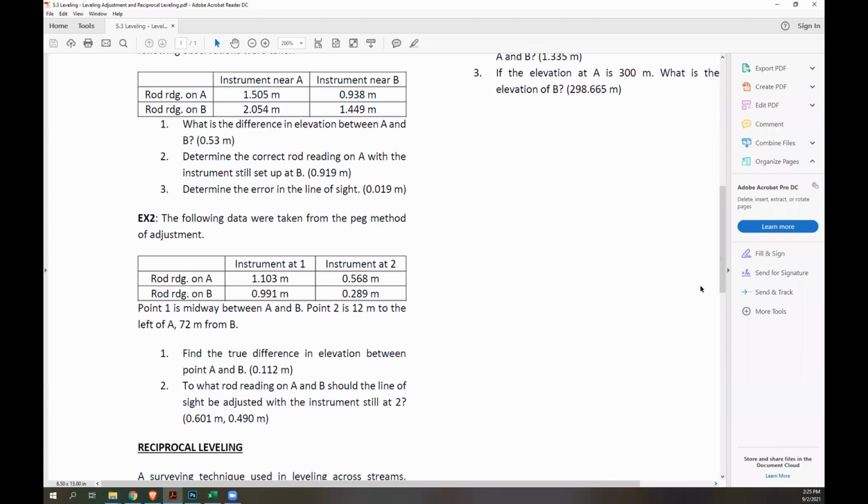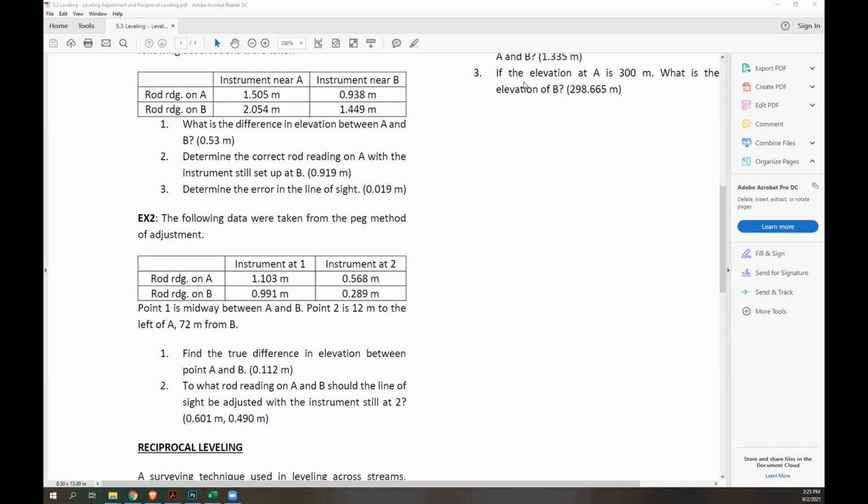So number 2, the following data were taken from the peg method of adjustment. So once again, instrument at 1, your readings are on A and B. Instrument at 2, your readings on A and B. Now take note, point 1 is midway between A and B. Point 2 is 12 meters to the left of A, 72 meters from B. So it's different from number 1. It's not near your points. It's midway and at a certain distance. So first question, find the true difference in elevation between points A and B.